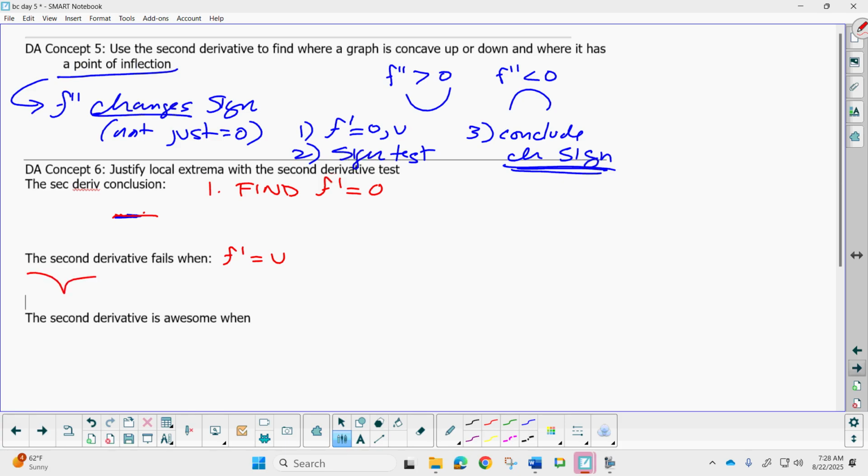Now, if it's undefined, the second derivative test will fail. If you try to use the second derivative test at a sharp turn, it's not going to work, by the simple fact that if the first derivative doesn't exist there, how could the second derivative exist there? You can't take the derivative of something that didn't exist one level up. You know what I mean? So you're really only focusing on horizontal tangents in the second derivative test. You then test f double prime at that point to see if it's flat with concave up or flat with concave down. And your conclusion might look something like this.